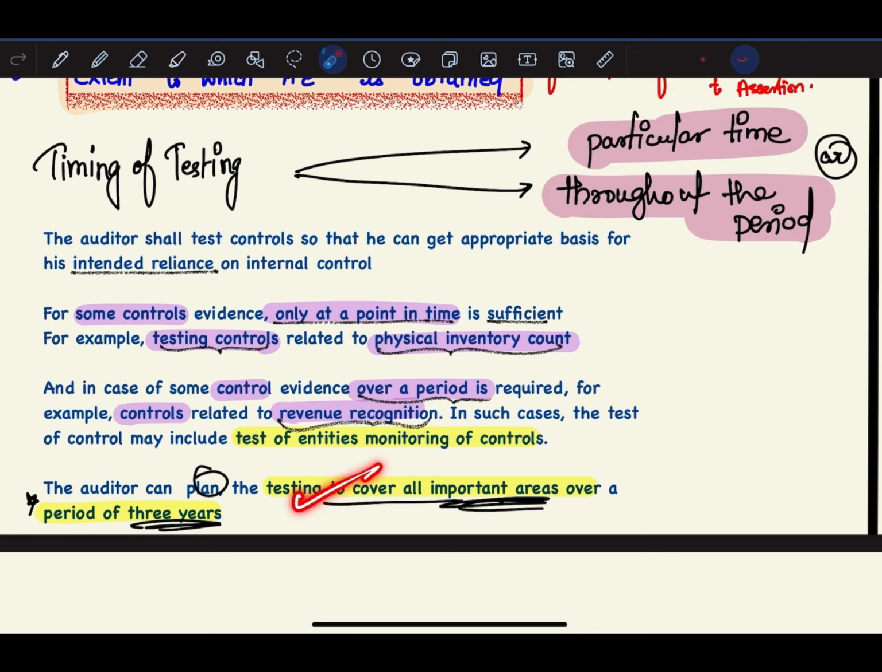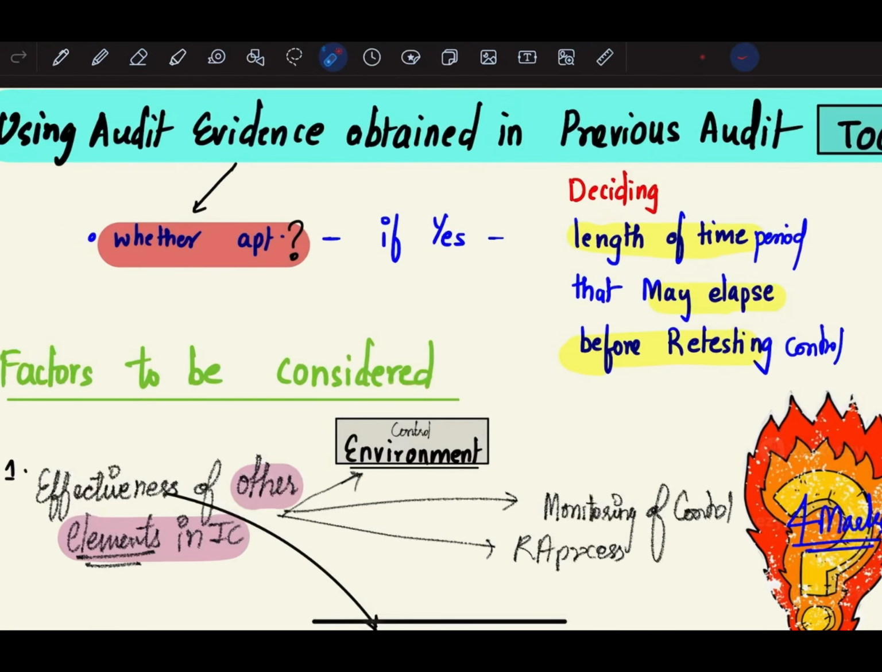Next, the auditor can plan the testing to cover all important areas over a period of 3 years. The next important topic is using audit evidence obtained in previous audit regarding test of controls. So basically, when the auditor was doing his previous audit, he obtained some evidence. Can the auditor use that audit evidence now? So basically, whether it is appropriate or not to use the previous audit's evidence relating to test of control.